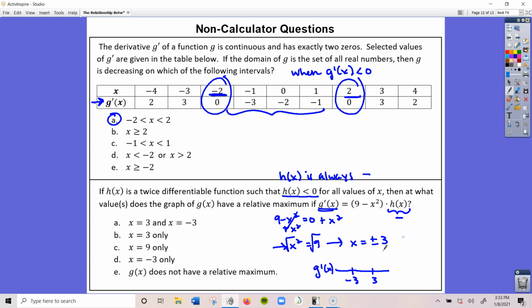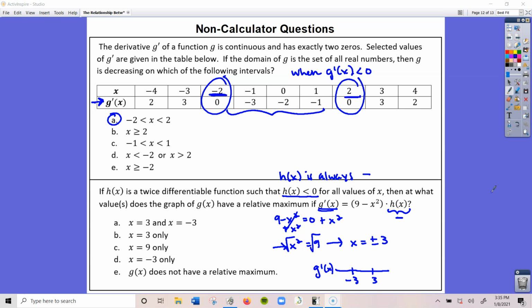And I'm going to plug in these values here into g prime, keeping in mind that h of x is always negative. Remember, we don't really care about the value, we just want the sign. And since we know h of x is negative, whatever we get when we plug in here, we would have to multiply it by negative after.